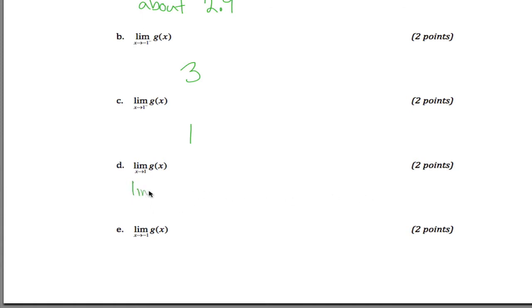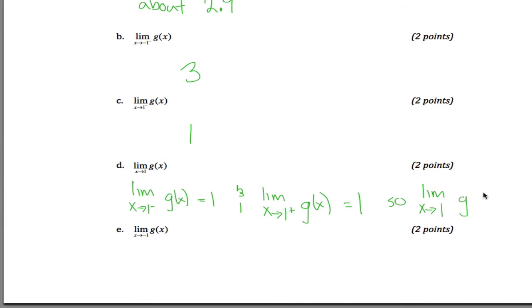We could, if you really wanted, you could say the limit as x approaches 1 from the negative side of g of x equals 1. And the limit as x approaches 1 from the positive side of g of x equals 1. So this limit as x approaches 1, when we don't specify what side, it's equal to 1, because these are the same.